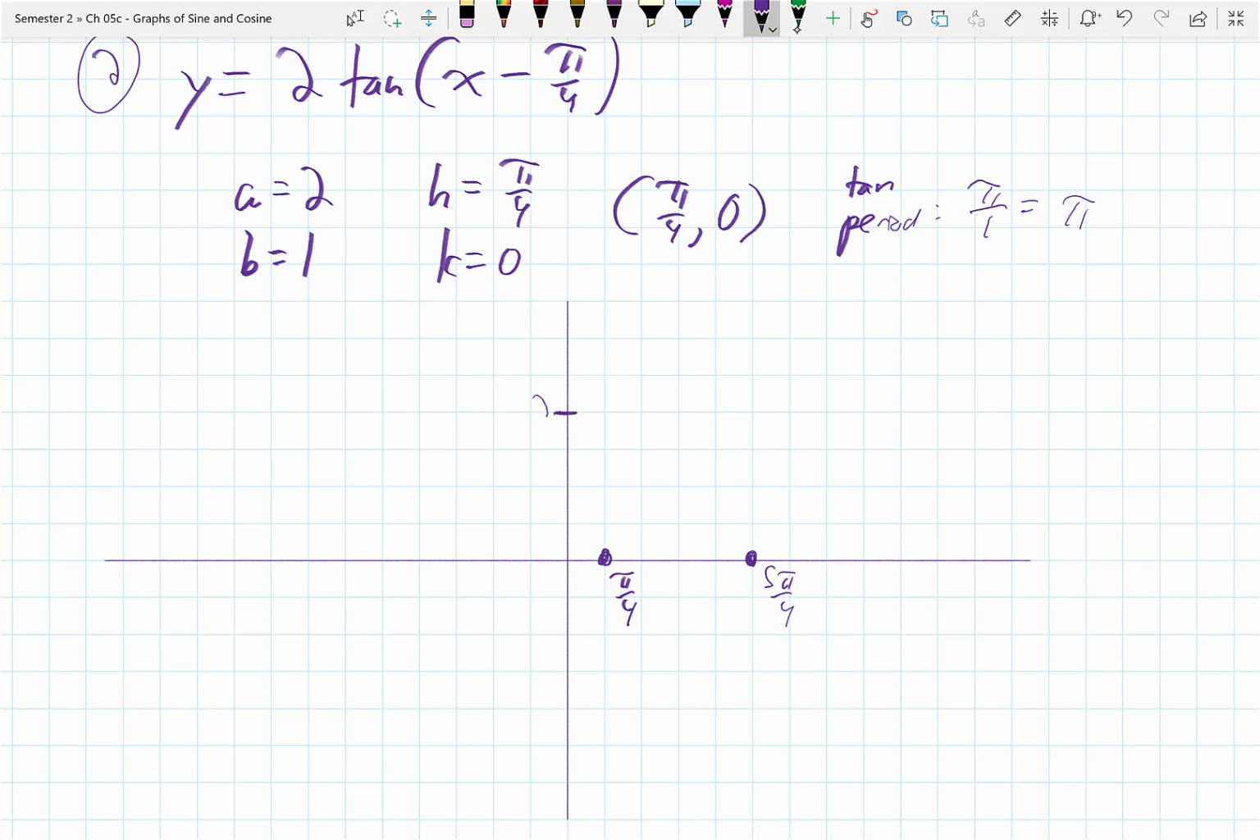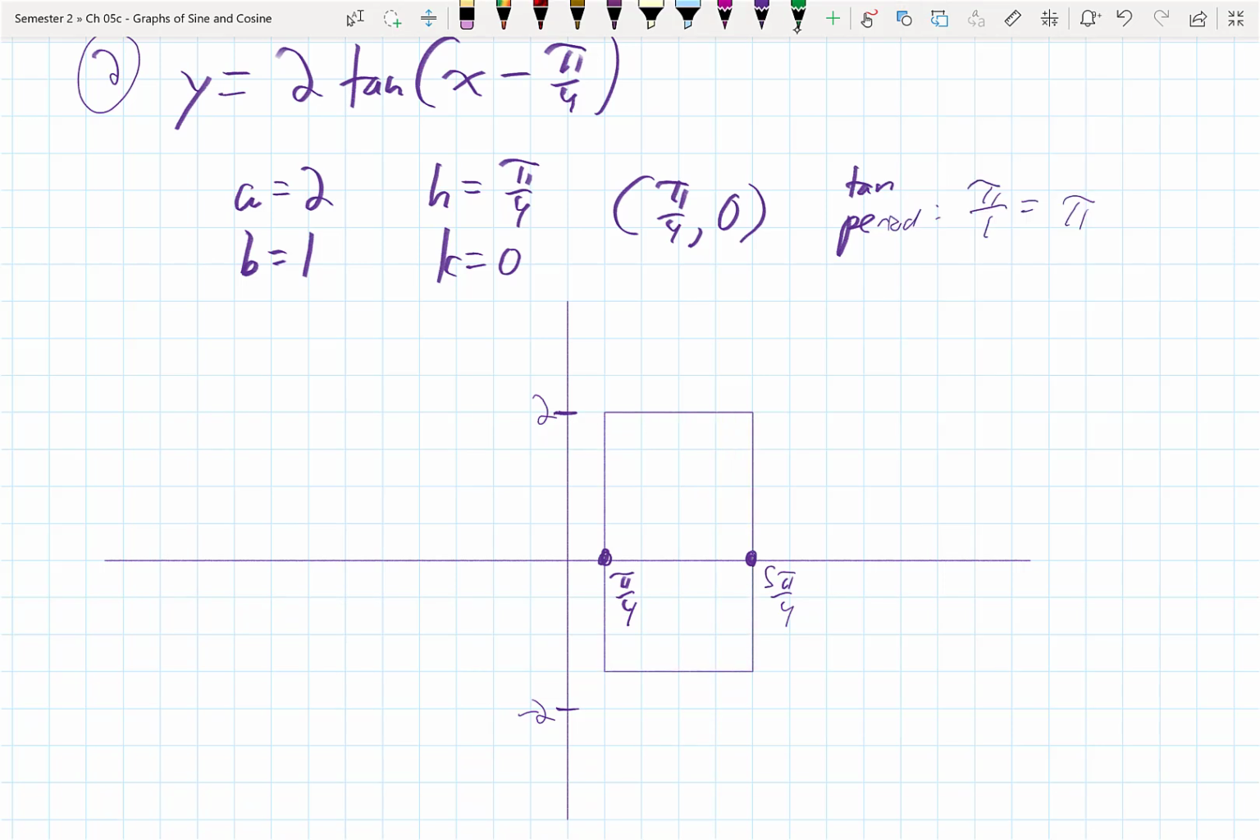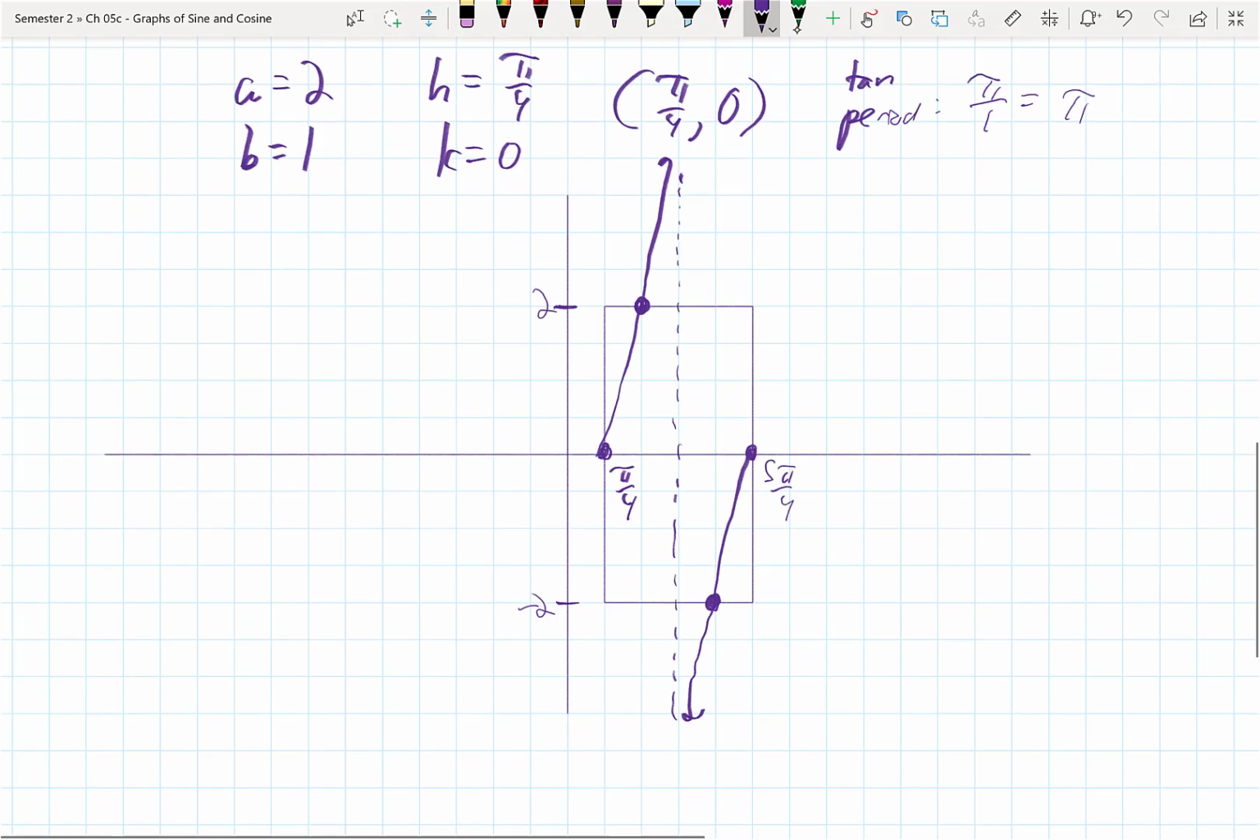This is going to be up 2 and down 2. I'm just going to label those there. And I'm going to draw my frame box just like we did before. Now, tangent, halfway between those, is a vertical asymptote. We go up all the way to the top of the frame box, and then we go down to the bottom of the frame box. Sketch one up like that, sketch one down like this.